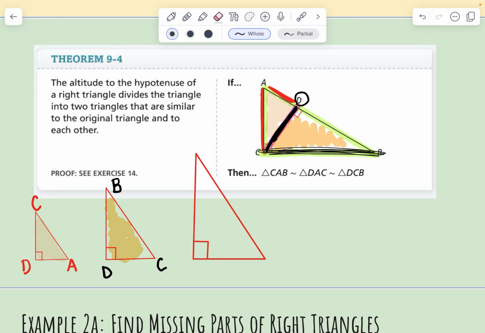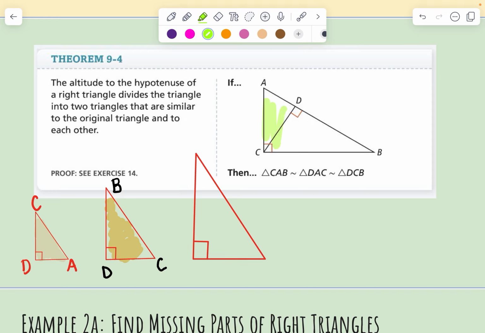And then we have the whole entire triangle. So the whole big triangle. For my big triangle, I can see that my right angle is at C, so that has to be a C. The shorter side is from C to A, and the longest side is from A to B. So it's important to be able to recognize the three different triangles, the small, medium, and the large.